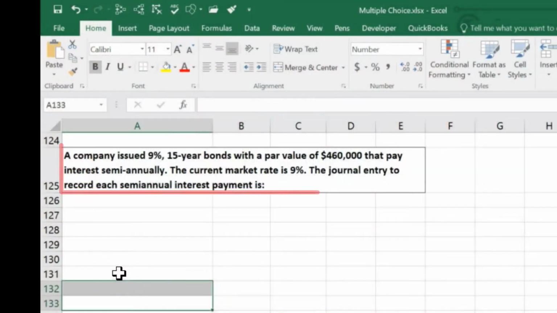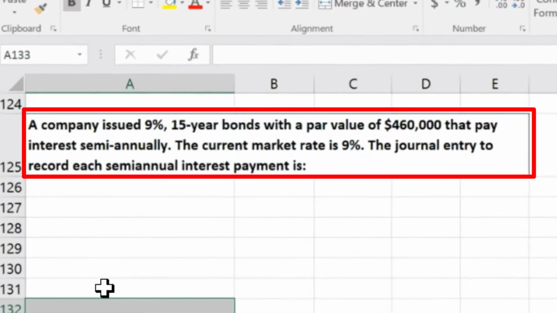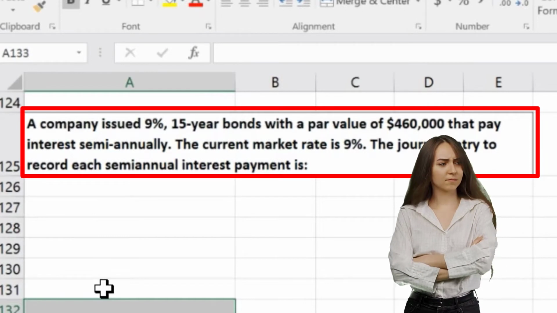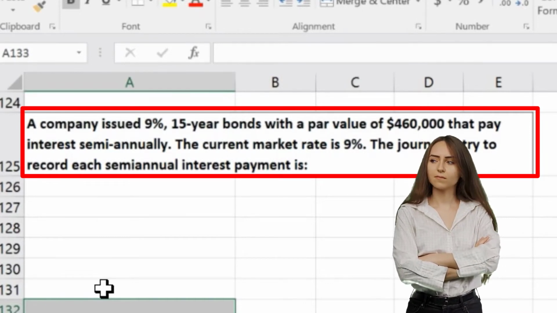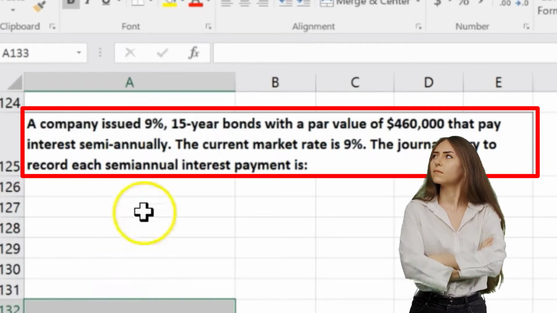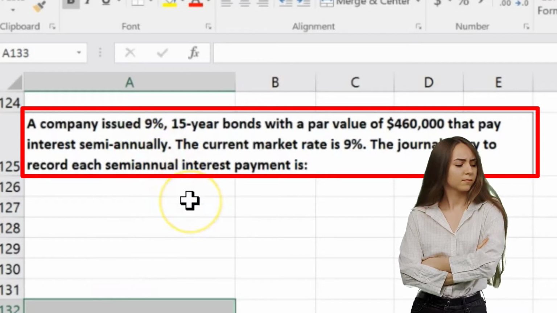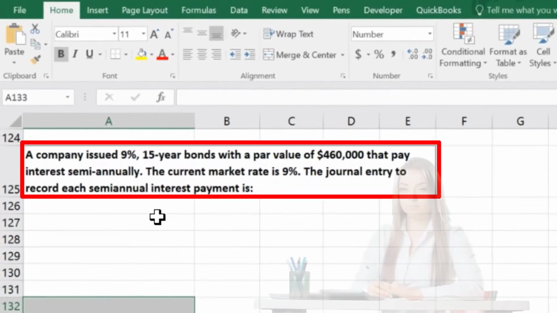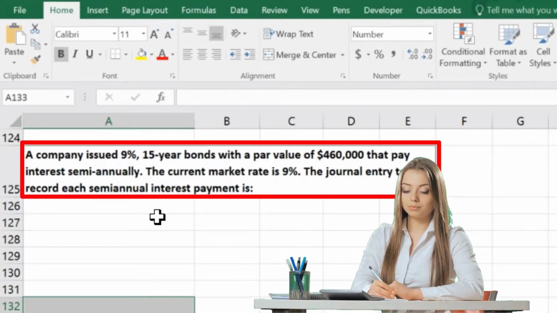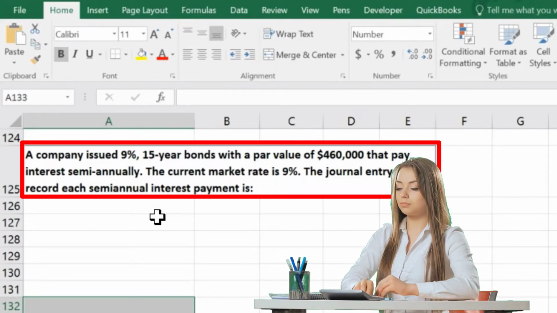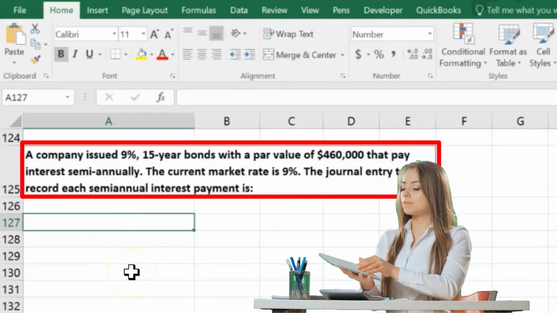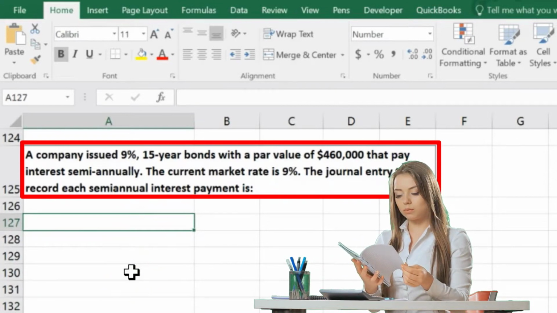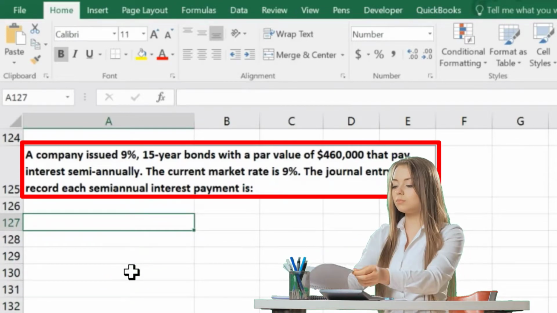Next one says a company issued 9% 15-year bonds with a par value $460,000 that pay interest semi-annually. The current market rate is 9%. Well, that's a coincidence. The market rate equals the bond rate. Doesn't happen too often. The journal entry to record each semi-annual interest payment is what? Alright, so we're going to have to calculate the interest payment once again and then figure out what the journal entry would be in order to record that interest payment.